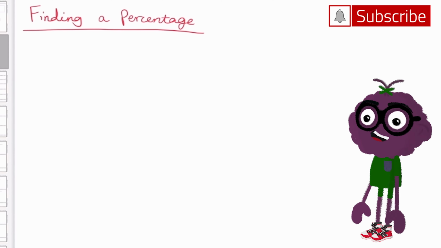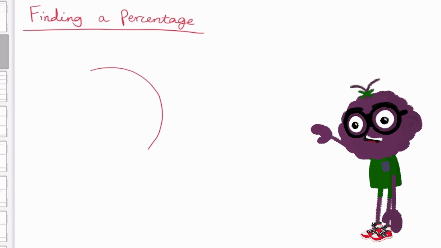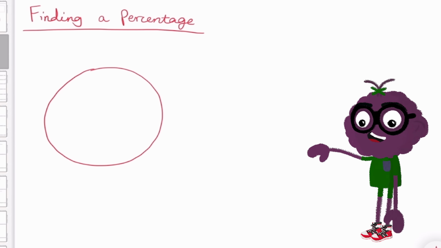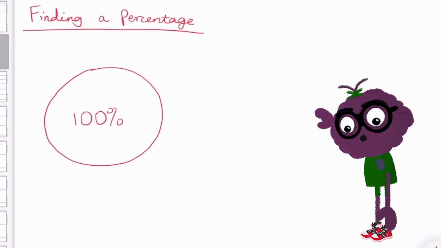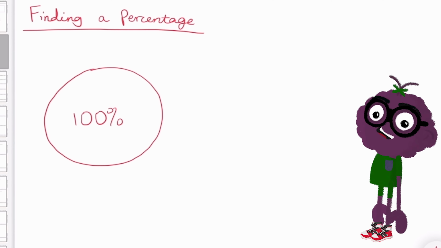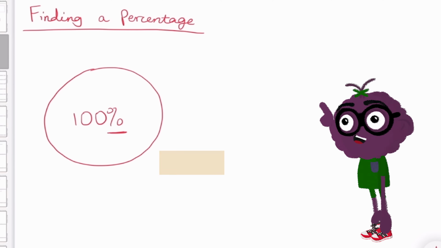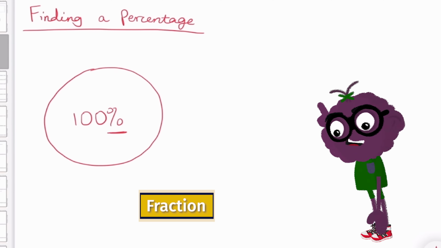A percentage is a fraction that is out of 100. And a whole would be seen as 100%. And the percentages that are part of a whole sum to this amount. And again, as you can see, a percentage is written as a number with a percentage symbol. And the number can be an integer, a mixed number, a fraction, or even a decimal.